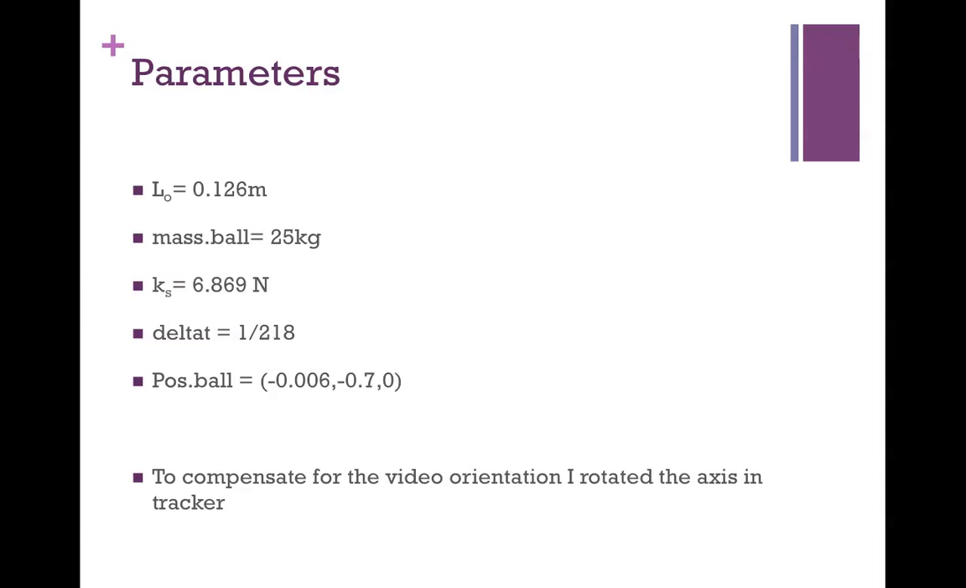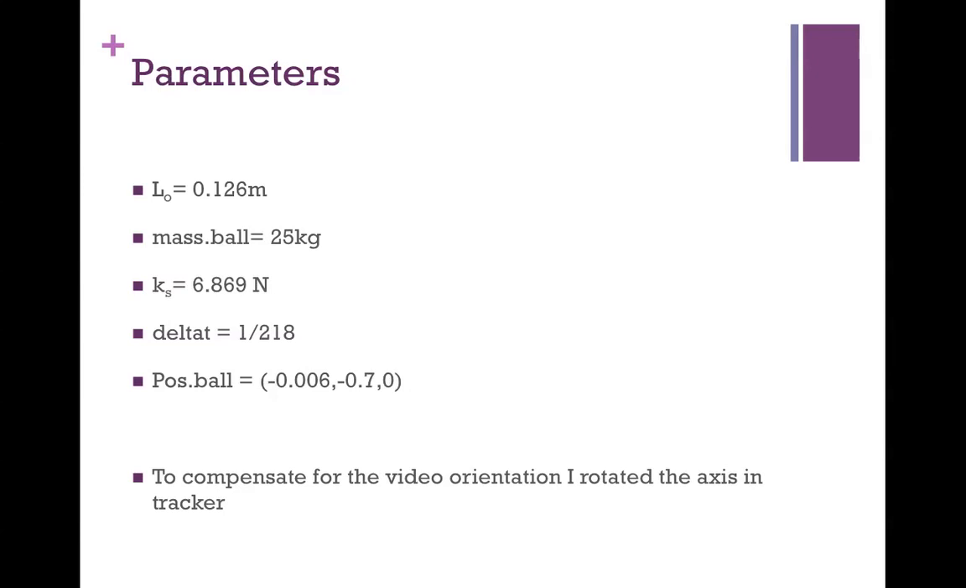These are the parameters that I used for my calculations. The L naught is 0.126 meters. The mass of the ball I estimated to be 25 kilograms. I used the same spring constant, assuming that he used the same spring in class that he used to make the video. And then the delta T, and we have the initial ball position.